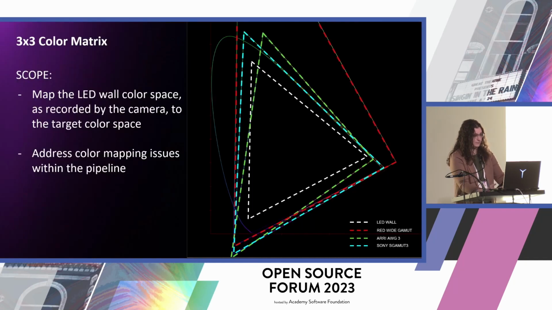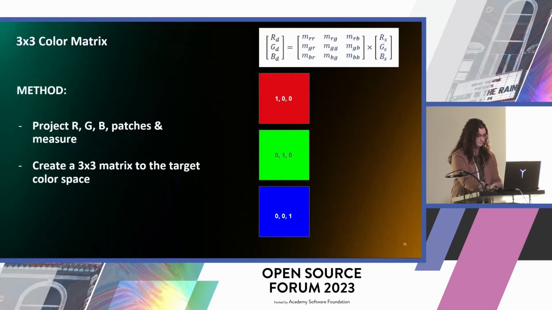So the 3x3 color matrix, pretty simple. Designed to map the perceived color space of the LED wall as recorded by the camera to the target color space of the calibration, and to address any color mapping issues within the content to LED pipeline. So the 3x3 matrix can be used to map a standard color space such as Rec 2020 or P3, or to any custom color space such as the native LED primaries, which is a pretty common part of this workflow.